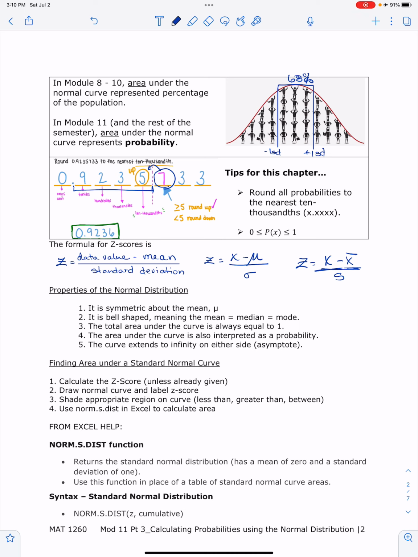Okay. So below here, we have the formula and the help from Excel. The norm.s.dist function returns the standard normal distribution, which means we are going to enter a z-score, and it's going to return the probability. So we enter a z-score. This returns the probability.